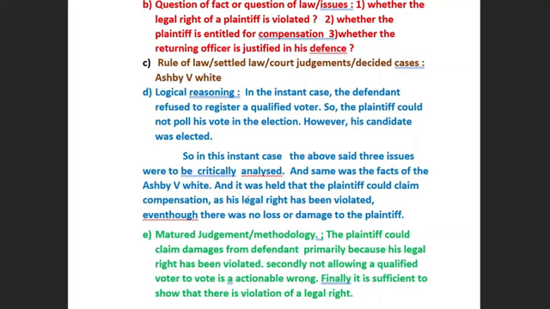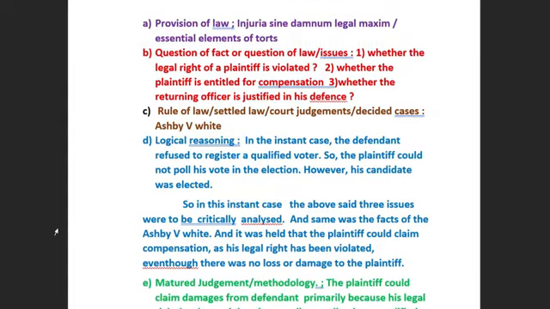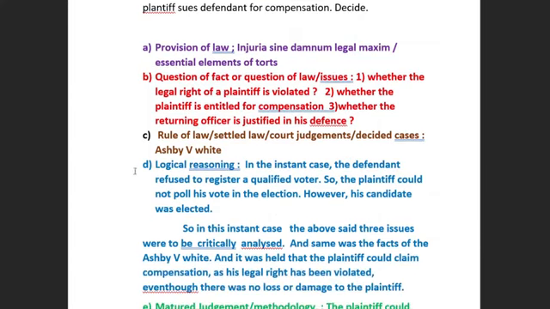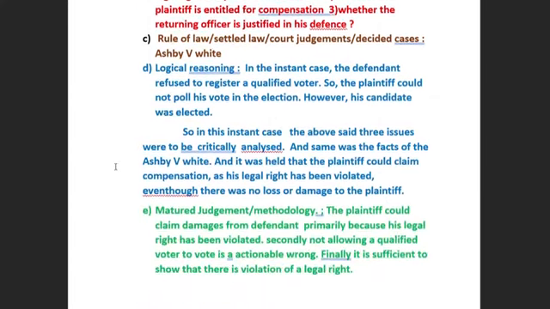And it was held that the plaintiff could claim compensation as his legal right has been violated, even though there was no loss or damage to the plaintiff. So here I can make an independent class with regard to this one, but in this examination time, I don't want to take much of your time. You read on your own.